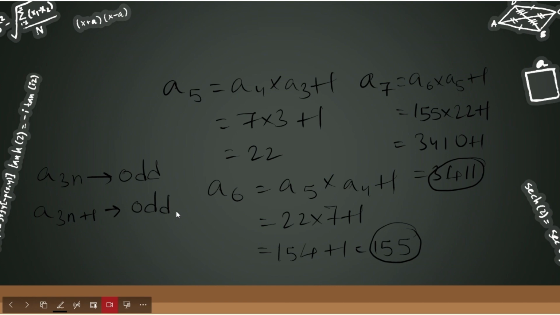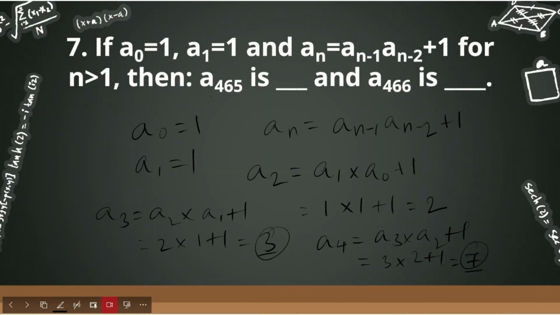So the answer to our question will be, what was given? Let's see. a465 and a466. So we see this 465 is divisible by 3. What's it giving?